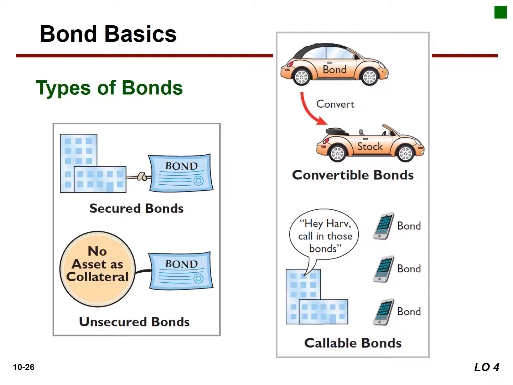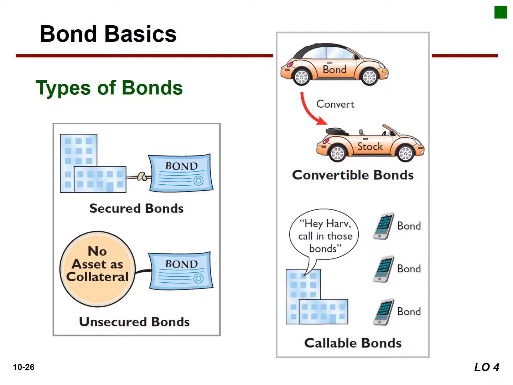Some bonds are considered to be callable bonds. In other words, the bonds can be repaid early at the issuing corporation's decision. It's not the bondholder's decision. So if the company that issues the bonds decides we want to pay these bondholders off sooner, if they're callable bonds, that can be done.